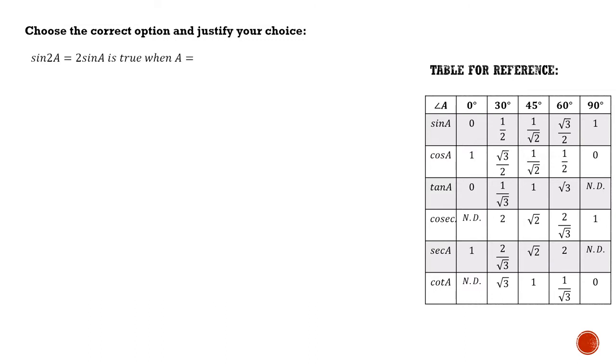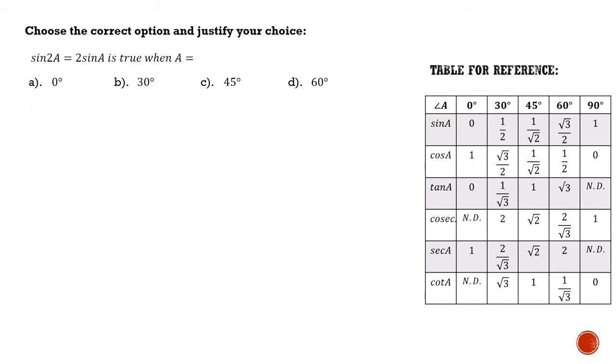Again, we have to choose the correct option and justify our choice. Sine 2a will be equal to 2 sine a. Now this statement is true only when a is equal to 0, 30, 45 or 60 degree. Now we have to choose here any specific angle which will make this equation correct. Sine 2a is equal to 2 sine a. Now I believe that out of this B, C and D option, option A is more convincing.